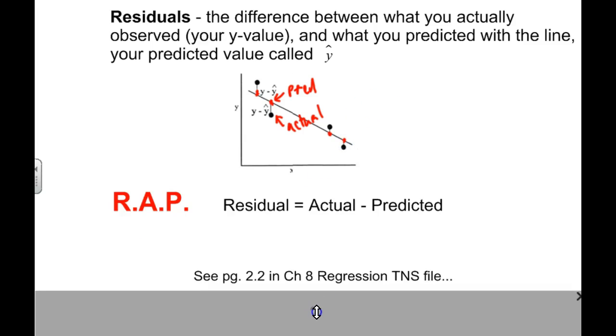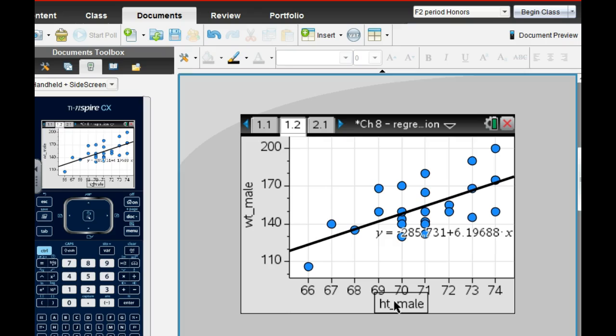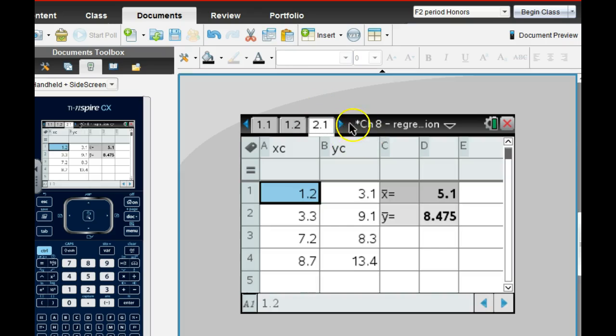So to calculate a residual, if you're cool, you'll say residual equals RAP, right? Residual equals actual minus predicted. So if you look at this page here, well, we have some X values here. The average X is 5.1 if you average these four. The average Y is 8.4.